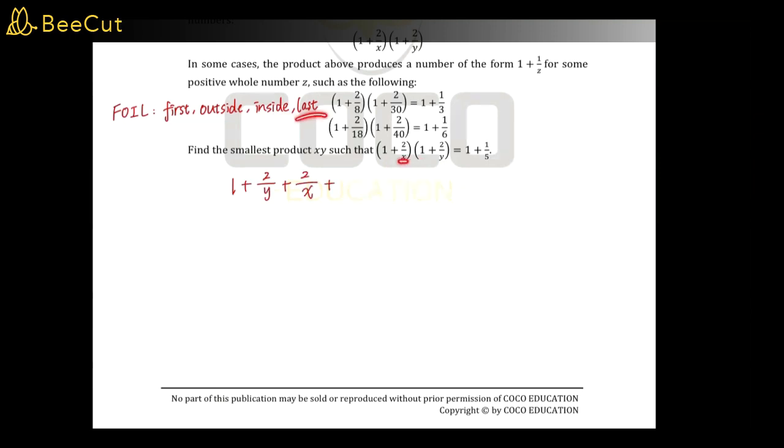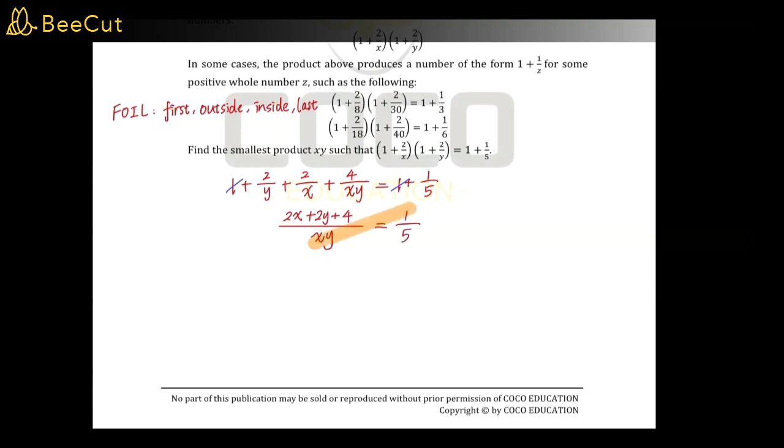The last number of each bracket, 2 over x and 2 over y, times together. 2 times 2 is 4. X times y is just xy. This equals 1 plus 1 over 5. And so we cancel the 1 on both sides. For the left-hand side, we get a common denominator, xy. The first term is everything times x, so the numerator is 2x. Second fraction is everything times y, so the numerator is 2y. The 1 is just 4. Equals 1 over 5.